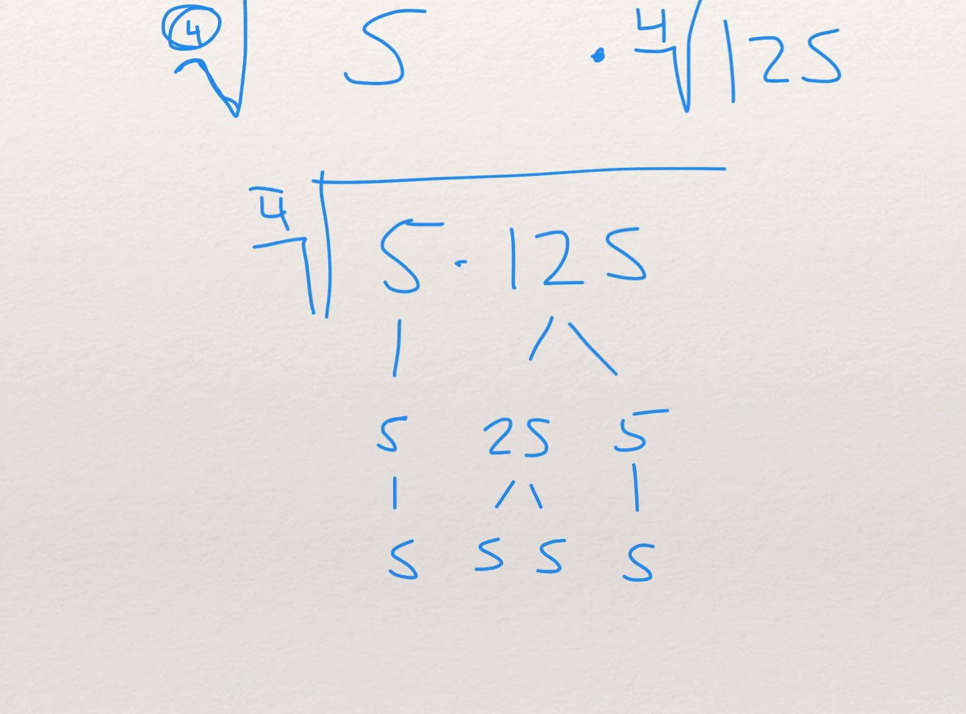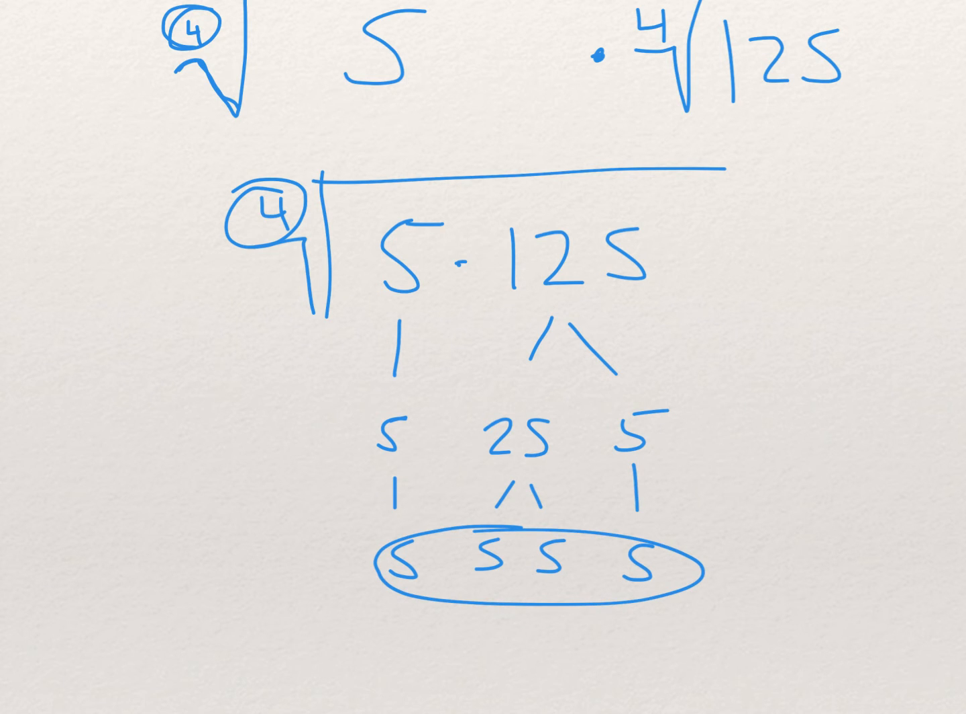Here we want to circle groups of how many? 4. Groups of 4. When you're circling your groups, it has to be 4 of a kind. That was a common mistake on the quiz. People just circled 4 of anything. But it has to be 4 of the same thing. Do we have 4 of the same thing here? Yep, we have 4 5s.